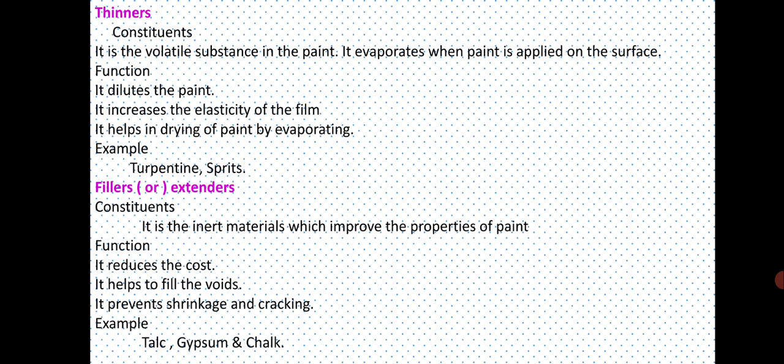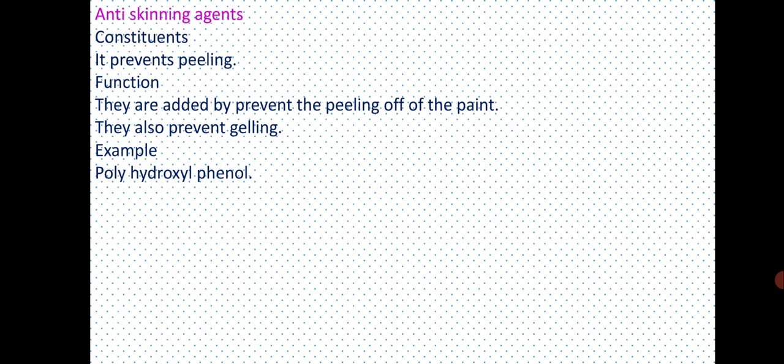Filler or extender. It is an inert material which improves the properties of paint. Functions: it reduces the cost. It helps to fill the voids. It prevents shrinkage and cracking. Examples: tar, gypsum and chalk.